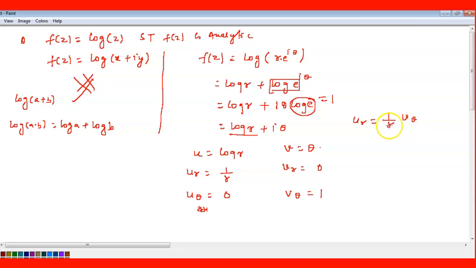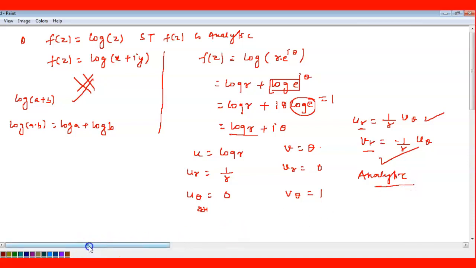Can you hear me? u r is equal to 1 upon r v theta, and another, v r is equal to minus 1 upon r u theta. So see here, u r is this, and if you multiply this one by 1 upon r, we will get this one. And v r is 0 here, so 0 into anything is 0 only. So f of z is equal to log of z is analytic.